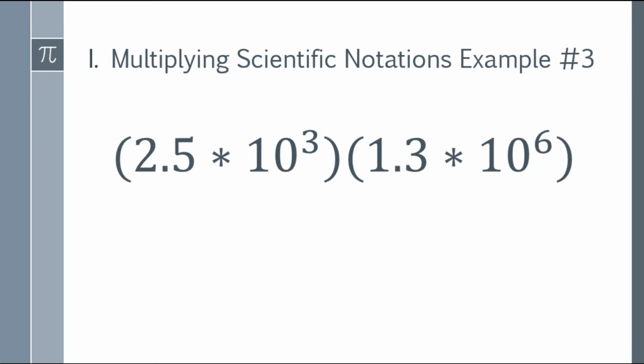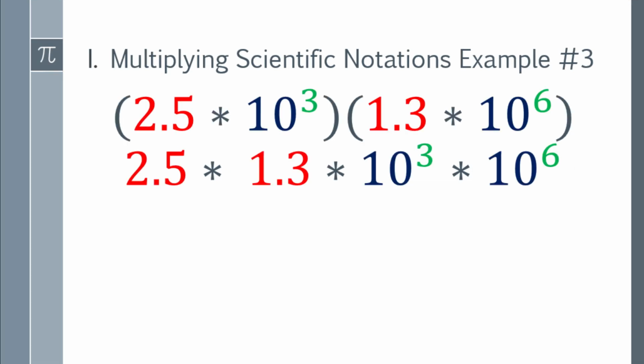Moving on, let's have example number 3. What if we have decimal naman? The quantity 2.5 times 10 cubed, multiply it to the quantity 1.3 times 10 to the 6th power. So again, magsamahin ko lahat ng mga hindi base 10. So that will be 2.5 times 1.3. At yung sa base 10 naman, that will be 10 cubed times 10 to the 6th power.